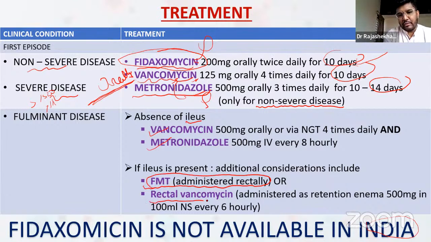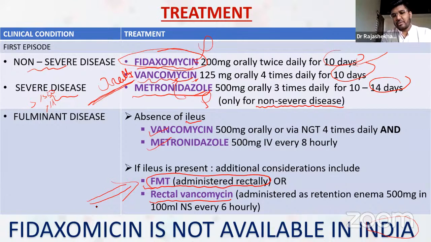you can consider rectal vancomycin. You can give it as a retention enema of 500 mg in 100 ml every 6 hourly. This is a very, very important thing. If ileus is present, there is no scope for either vancomycin or metronidazole given orally. The only alternative choice is rectal administration.